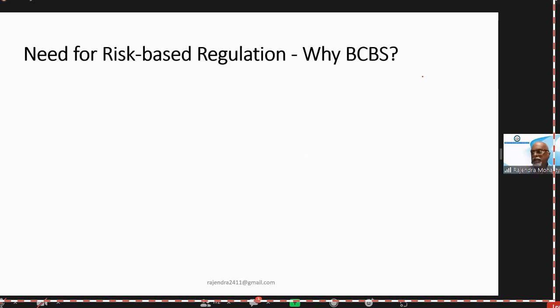Okay, now the last slide we'll discuss here. I'll give a brief hint about why this risk-based regulation has come throughout the world, and why regulators in the financial world are always very strict on the Basel recommendations and maintaining capital. Why has the Basel Committee on Banking Supervision, BCBS, come into the picture? What is the role of the Bank for International Settlements, why was it formed?